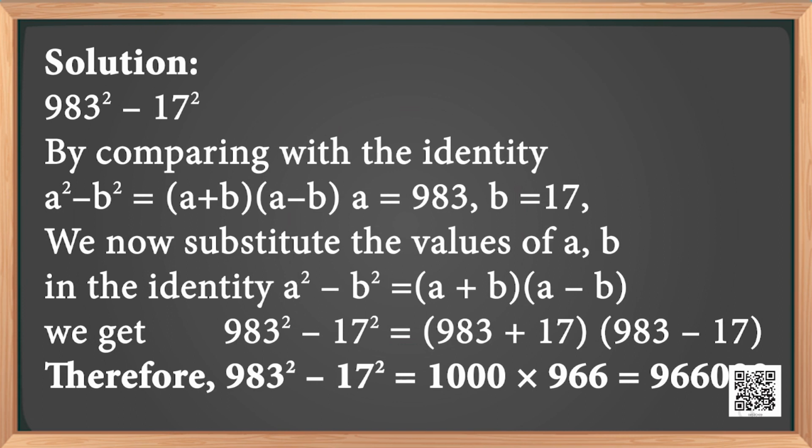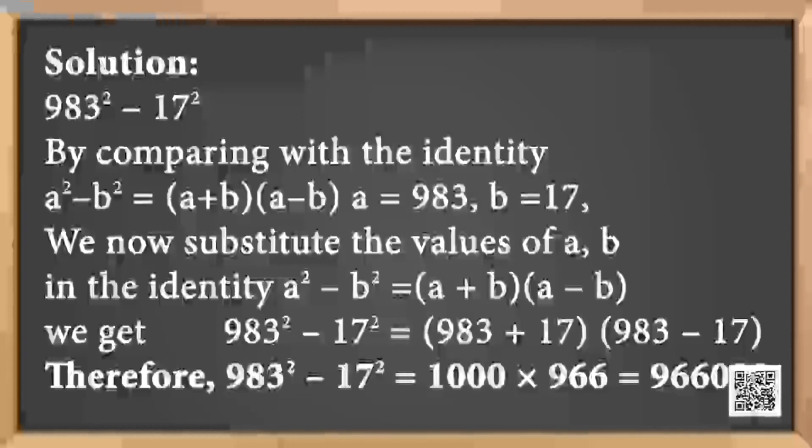We now substitute the values of a and b in the identity a² − b² = (a + b)(a − b). We get 983² − 17² is equal to (983 + 17)(983 − 17). Therefore, 983² − 17² is equal to 1000 × 966, that is equal to 966,000. Is it not interesting?